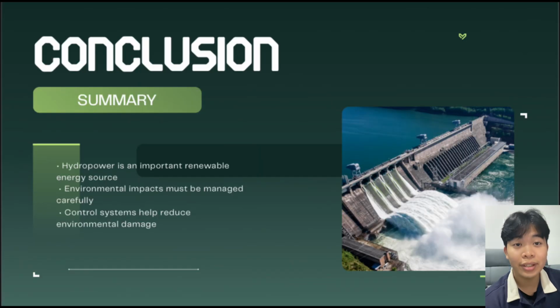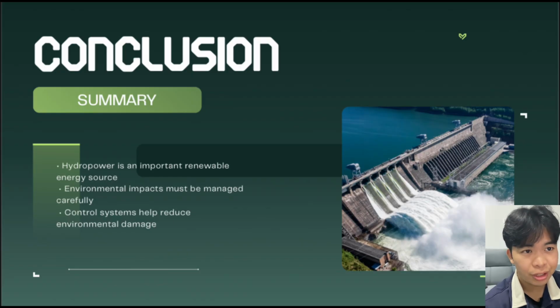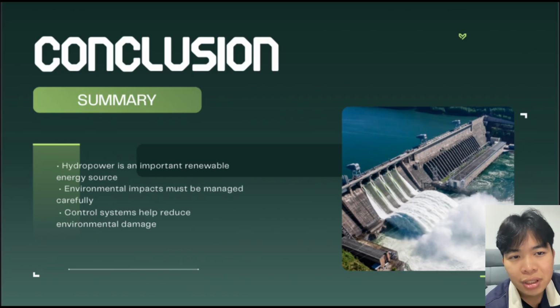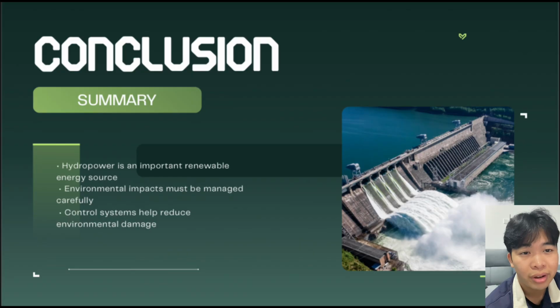Hello guys, it's me again. This conclusion part was me. In conclusion, hydropower is one of the most important renewable energy sources used to generate electricity. It uses the natural movement of water to produce power, which makes it environmentally friendly compared to fossil fuels such as coal and gas. However, the construction and operation of hydropower plants can also create environment impacts.